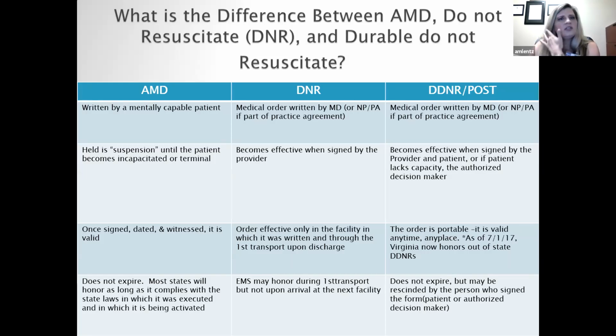This one on screen is so important, because there is a difference between advanced medical directives, a do not resuscitate, and a durable do not resuscitate. And I like this because it really explains the difference. So an advanced medical directive is written by the patient. You're capable of making decisions. You're saying what you want. And it's held until you're no longer capable of making decisions or you're actually terminal.